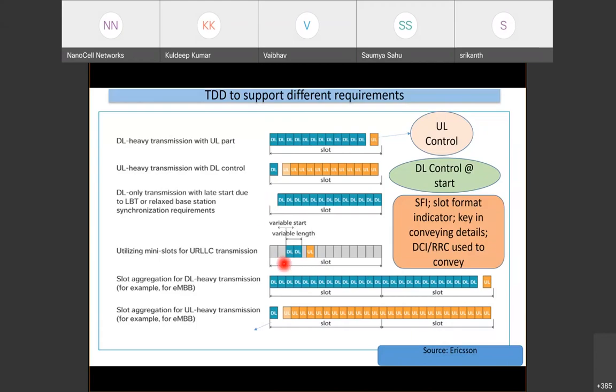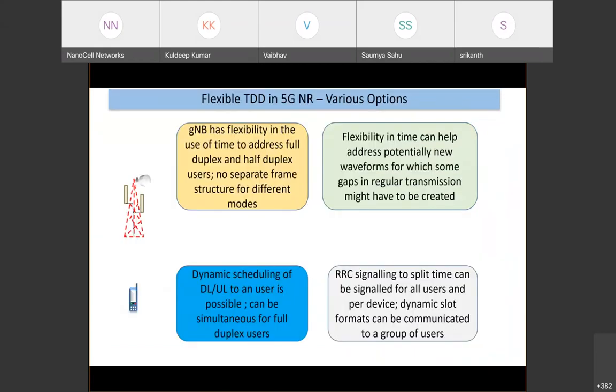Remember, you see within a slot downlink and uplink happening. This is again suitable for low latency. Bunching up slots for heavy download or heavy upload. So this kind of vision can also be realized with a flexible TDD. Again, you might not want to do all of this everywhere. So the gNodeB is very critical in defining what kind of TDD configuration.